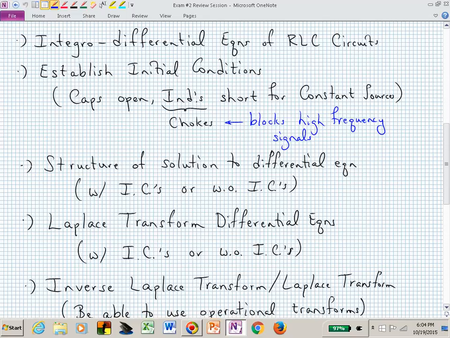And initial condition, if it's been in this state from minus infinity up to 0, it's in steady state. So you're doing a steady state problem prior to t equals 0 to find or to determine the capacitor voltages and the inductor currents, where your chokes or inductors are shorts and your capacitors are open. And now you can just do some DC analysis to find those initial conditions.